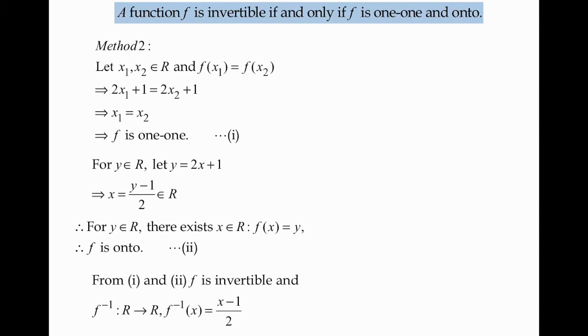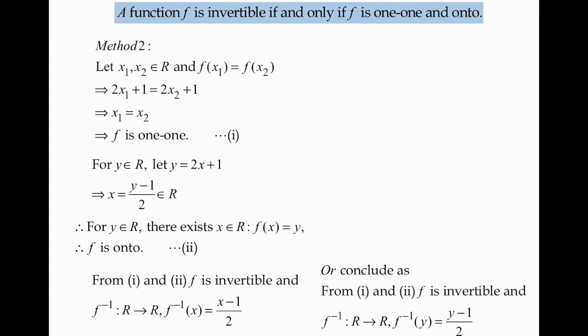And how do we define the inverse? f inverse is a function from real numbers to real numbers where f inverse of x is equal to (x minus 1) over 2. If you are thinking in terms of y and you prefer to write it as f inverse of y is equal to (y minus 1) by 2, that is also perfectly fine. What you are looking at is the conclusion: f inverse is a function from real numbers to real numbers such that f inverse of y is equal to (y minus 1) over 2.